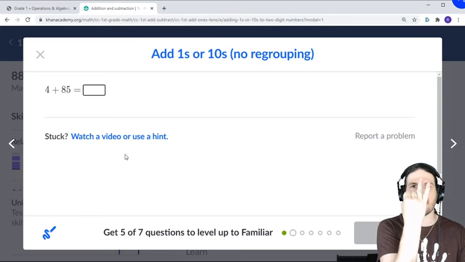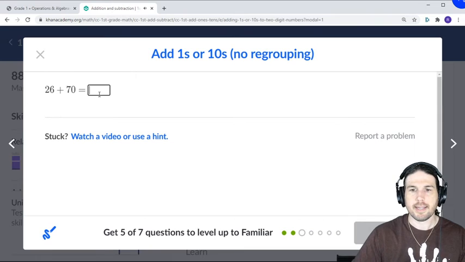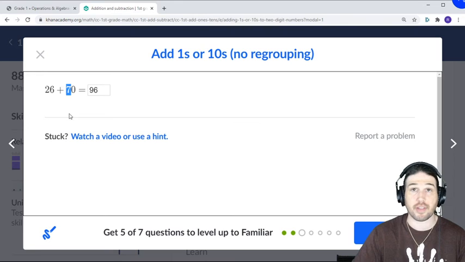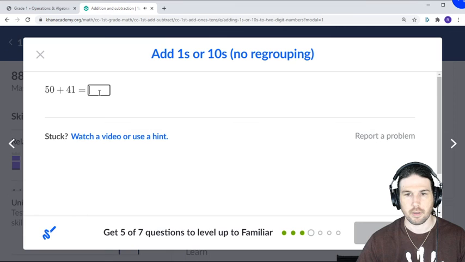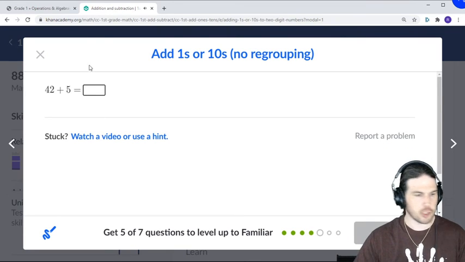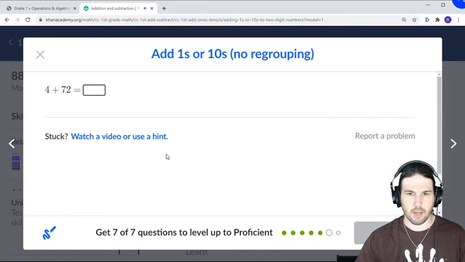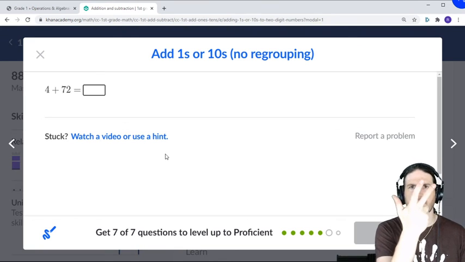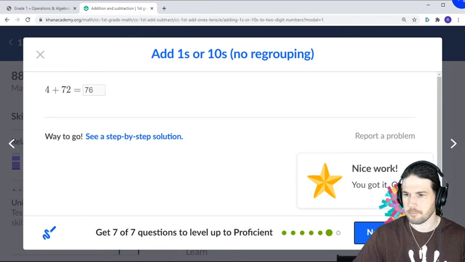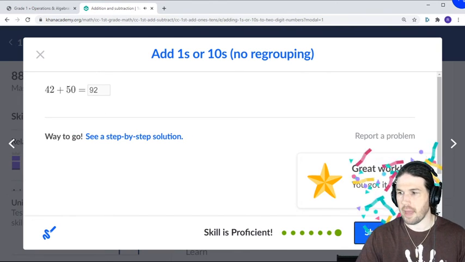85, 86, 87, 88, 89. 26 plus 70 is 96, again, because we are adding 7 to the tens digit and adding 0 to the ones digit. 50 plus 41 is 91. 42 plus 5 is 47. 4 plus 72, 73, 74, 75, 76. And finally, 42 plus 50 is 92. And that's that.